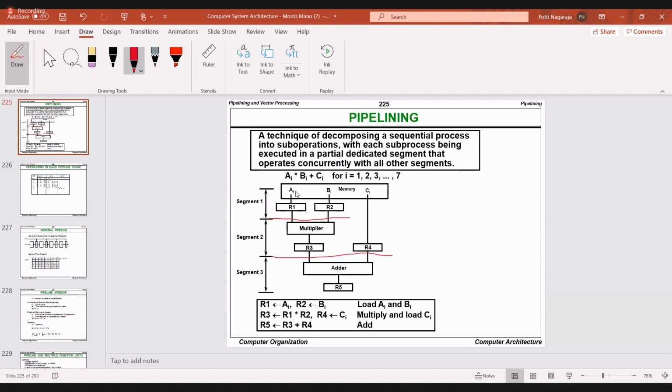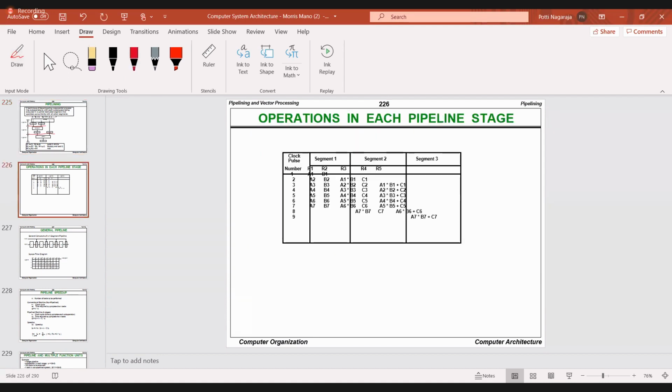So everyone should remember: in the first segment, what did we do? Read Ai, Bi into R1 and R2. In segment 2, multiply R1 and R2 and store that in R3, and read Ci into R4. Then in segment 3, add R3 and R4 and store in R5. For this, I will show the pipelining procedure. What is there here? Clock pulse number, segment 1, segment 2, segment 3.